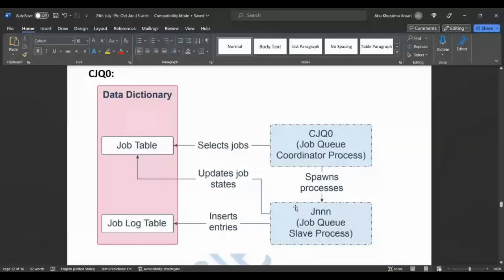CJQ will select the job from the table, and after that it will start the job queue slave process. The job queue slave will do the job, update the job status in the job table, and insert the entry in the log table. So this is the way it will work. Clear, guys?